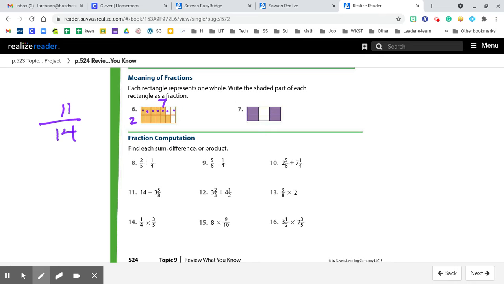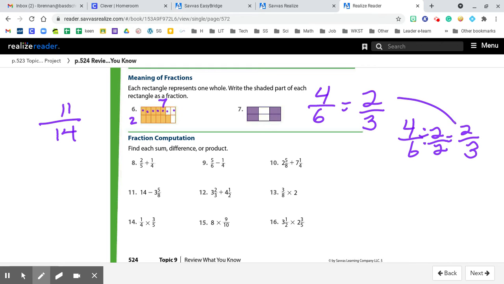The denominator for number 7, the total number of boxes, goes in the bottom. Oops, which is not 9. Sorry, gang. It is 6. And the total number that are shaded is 4, and we can write that in lowest terms as 2/3. And remember, lowest terms, we're going to look for a factor that will go into both numbers and divide by that so we can get our lowest term fraction.